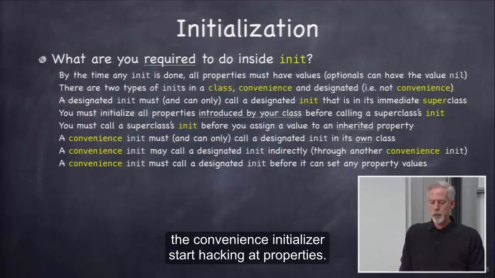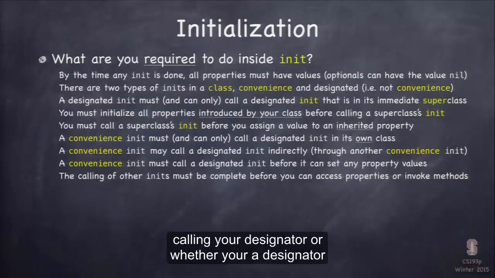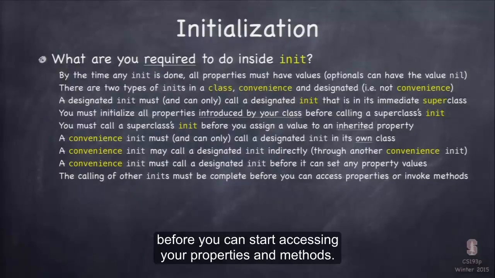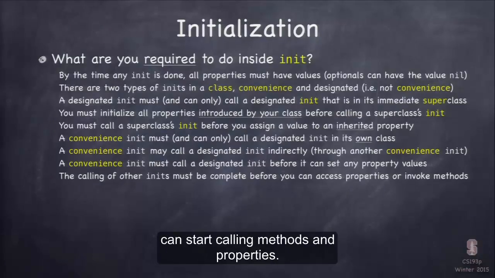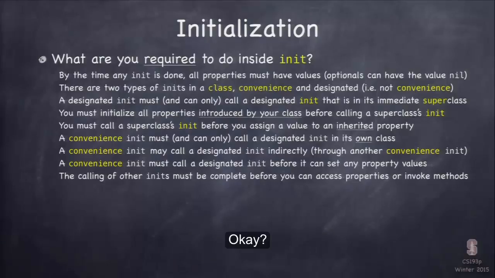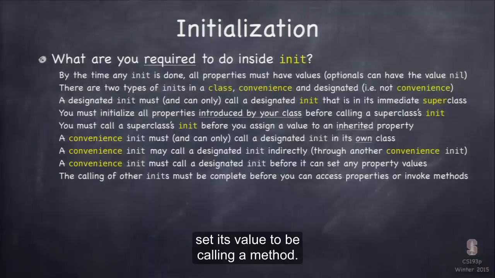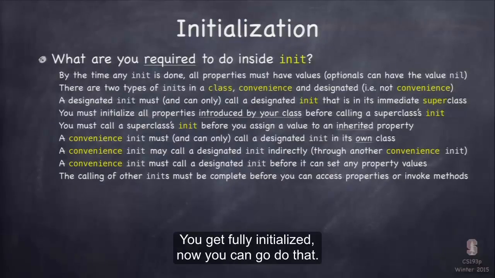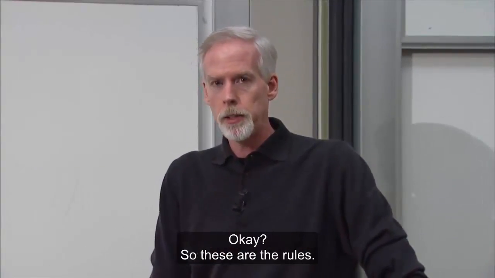Okay? You have to kind of get your object primarily initialized before you can have the convenience initializer start hacking at properties. The calling of other inits, whether you're a convenience guy calling your designated, or whether you're designated calling up to your super's designated, has to be complete before you can start accessing your properties and methods. In other words, the class has to be initialized before you can start calling methods and properties. Okay? That's why we have to use lazy if we want a property to set its value by calling a method, because we can't do it non-lazily because we wouldn't be initialized at that time. We'd still be in the process of initializing. It's kind of a two-phase initialization. You get fully initialized, now you can go do that. Okay, so these are the rules.